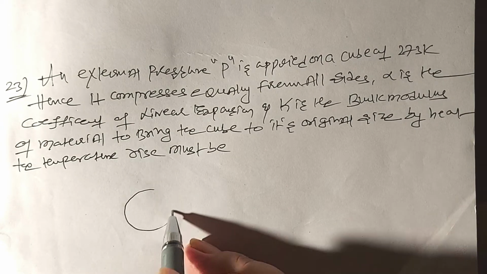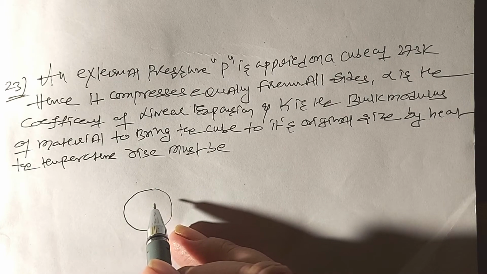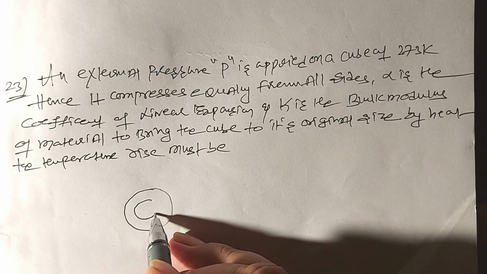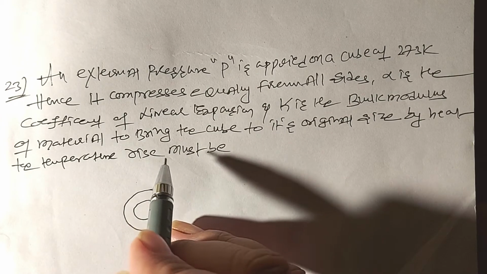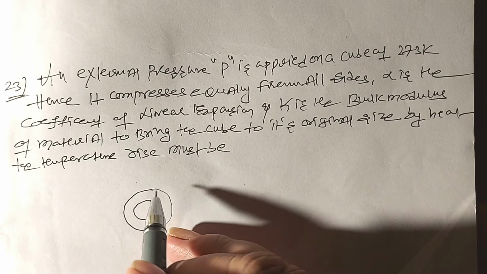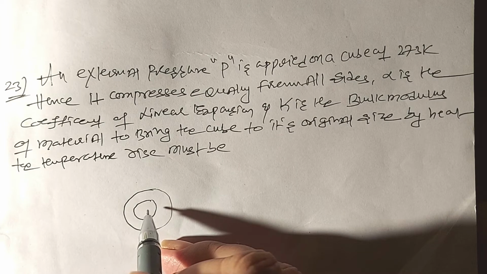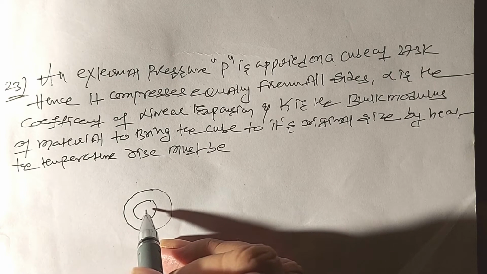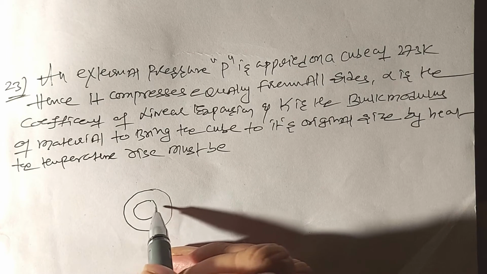Let us assume this is a cube. Whenever this cube compresses equally in all directions, it compresses. Alpha is the coefficient of linear expansion. So, whenever it is heated, then how much compression takes place? Same expansion also takes place when the cube is heated.